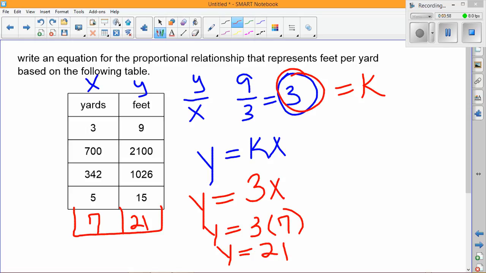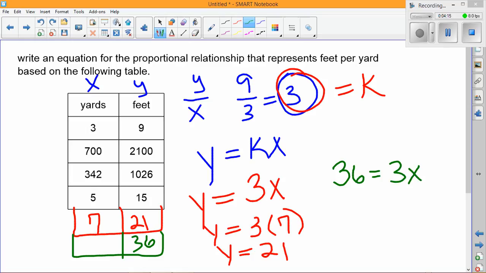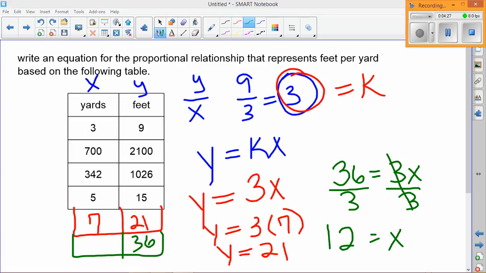I can also do it the other way. I can add another row on and say I didn't know how many yards were 36 feet. I can plug in the 36 for y, and I would divide on both sides to undo. And I should get x is equal to 12.